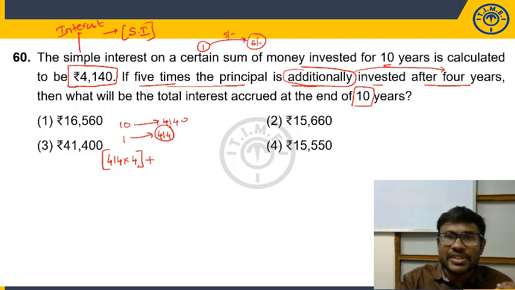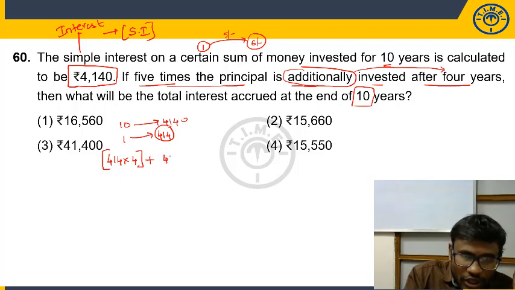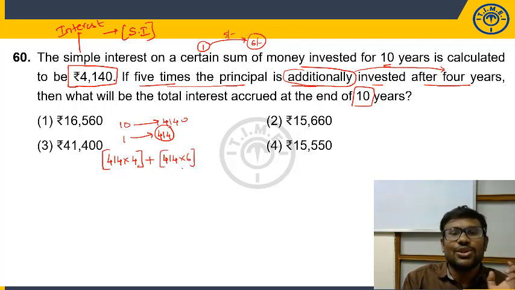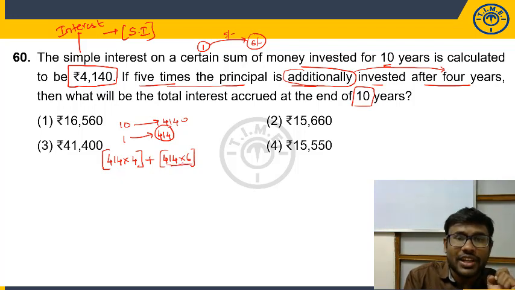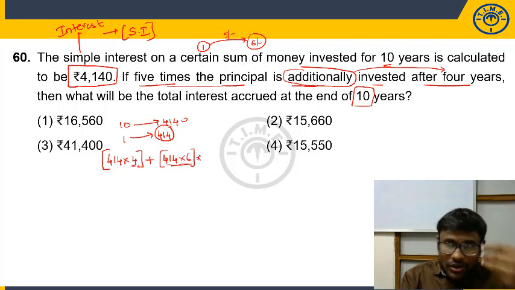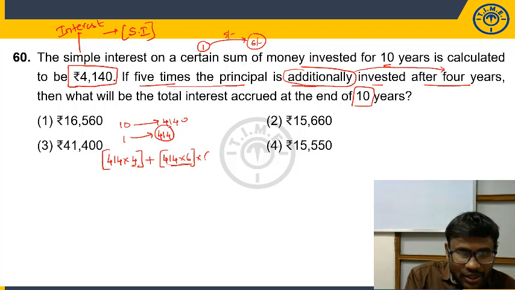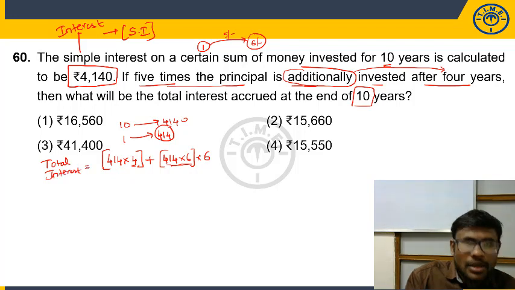Means the principal became 6 times. When the principal became 6 times, definitely the interest also becomes 6 times. So 414 was the interest, and this also becomes 6 times. For every year you are getting 414 into 6. Already 4 years are over, still 6 years are there, so again into 6. This is the total interest you are getting. Is it clear?